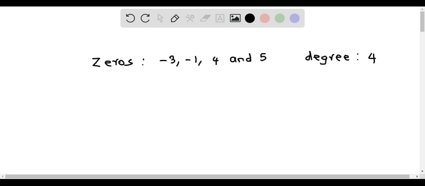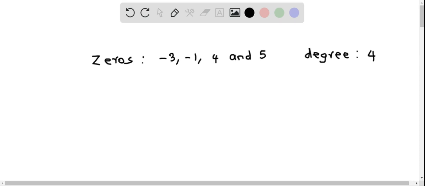Okay, so here we write a polynomial f of x with the zeros as -3, -1, 4, and 5, and it's a fourth degree polynomial. So I write down the function f of x, or the polynomial f of x, and this equals, for each of the zeros we have to create a linear factor.